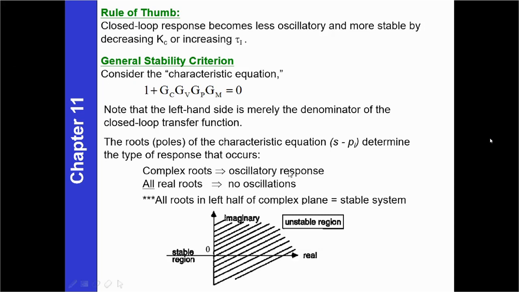Then the roots, or the poles, of the characteristic equation, p_i, determine the type of response that occurs. For example, for complex roots, we have an oscillatory response. For all real roots, no oscillations. And all roots in the left half of the complex plane give you a stable system. So for the real and imaginary axes, this part on the left is the stable region, but on this one here, it can be an increasingly unstable region.